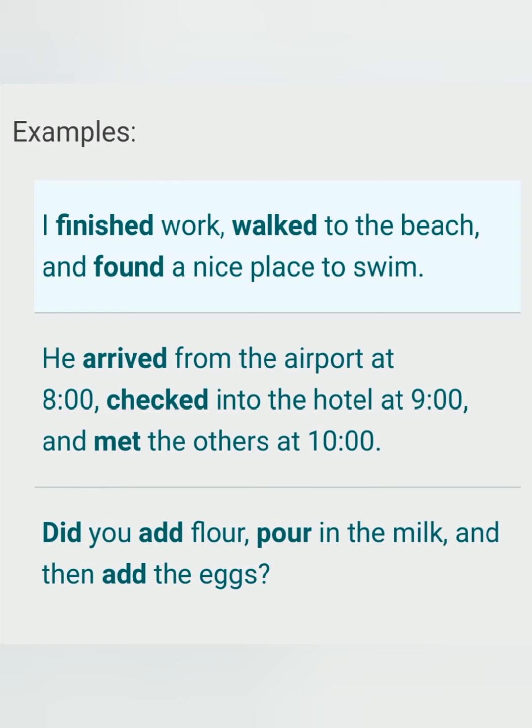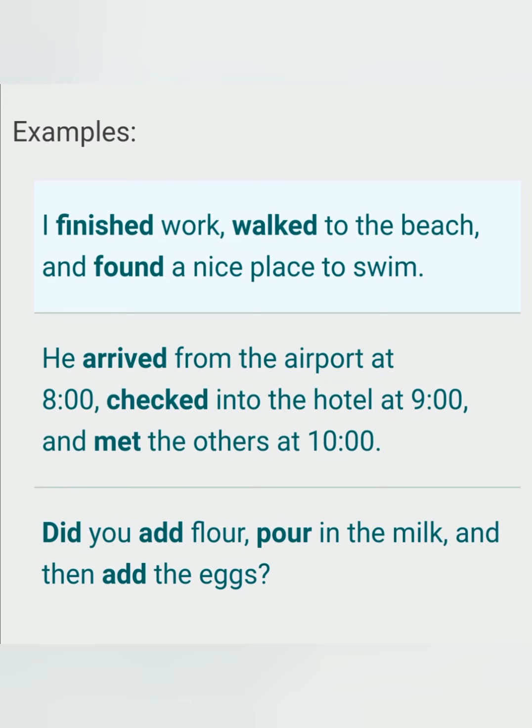and checked into the hotel at 10 a.m., or I met the others at 12 a.m. Or it's like a series in a story, like did you add the flour, pour the milk, and add an egg in the cake?